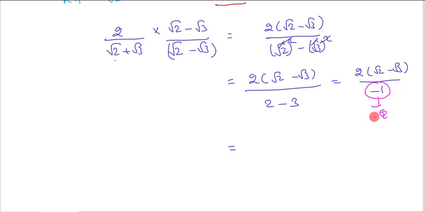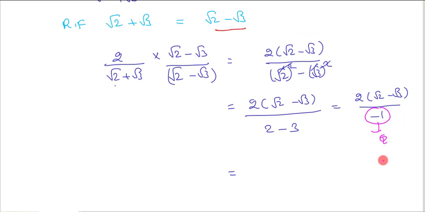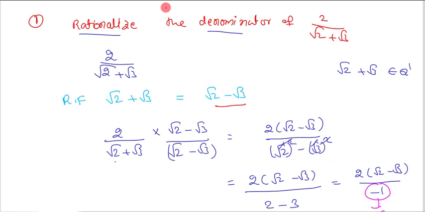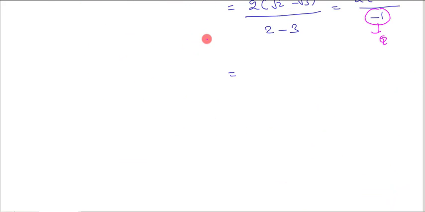That means firstly they have given an irrational denominator and we made it a rational denominator. The process of making an irrational number a rational number is called rationalization. Okay. Now let us see one more important concept, that is of rationalizing factors.